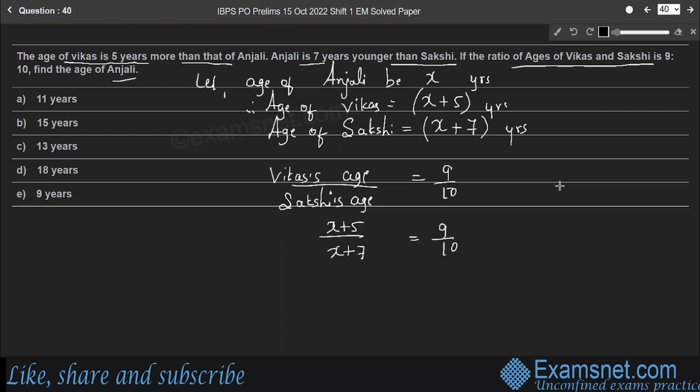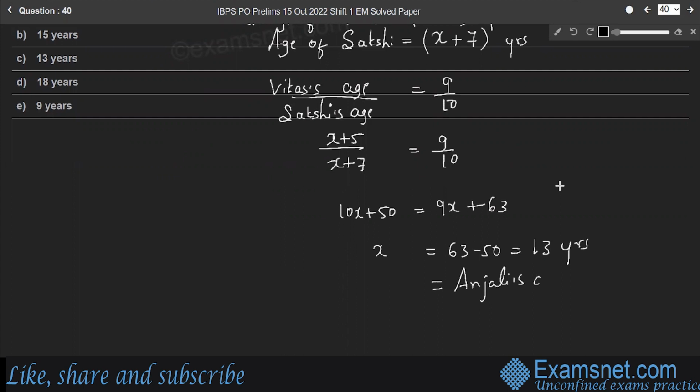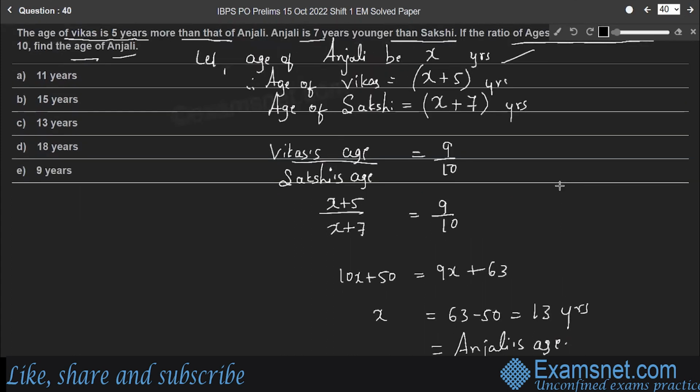So then find the age of Anjali. Find the value of x, right? So 10x plus 50 is equal to 9x plus 63. So therefore x is equal to 63 minus 50, which is 13 years. Therefore Anjali's age. So age of Anjali is 13 years. Therefore option C is the right answer.